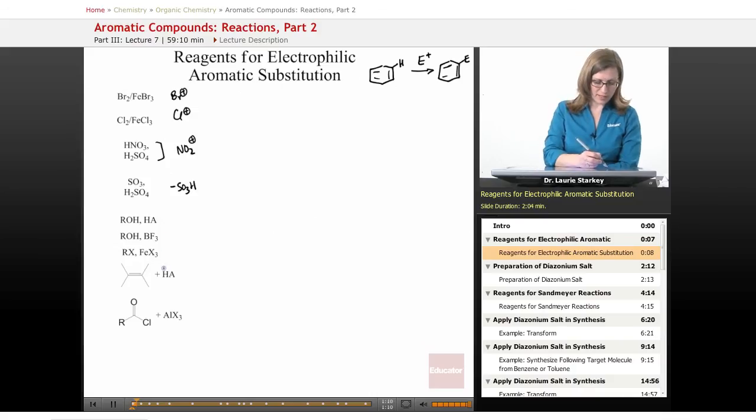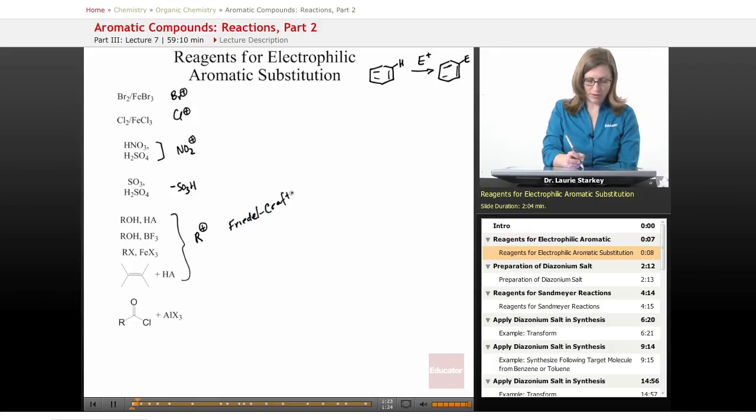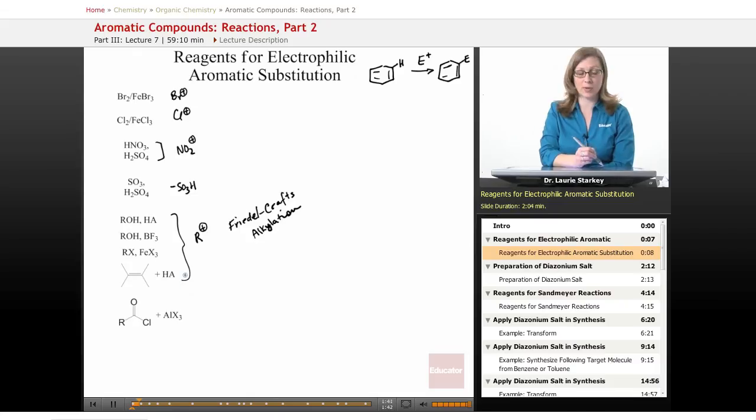And all of these various methods are ways of generating carbocations. If you have a carbocation, you could do a reaction called a Friedel-Crafts alkylation reaction, in which you add an alkyl group. So we could form a carbocation by protonating an alcohol with a Bronsted acid or a Lewis acid and causing water to leave, or use a Lewis acid to remove a leaving group, or protonate an alkene, and so on.